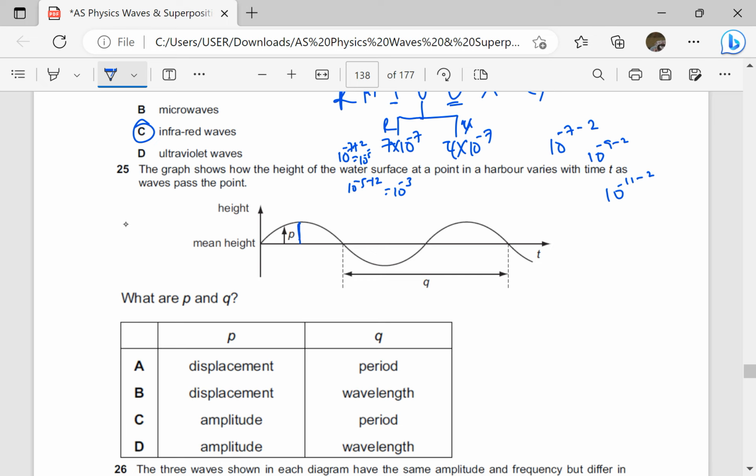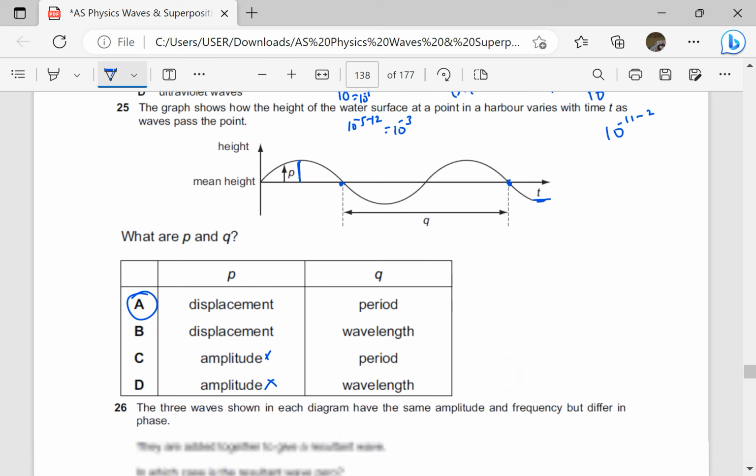So where we see P quoted as amplitude, that would be wrong. Then this point here is perfectly identical to this one. They are in phase, so the distance Q must be wavelength. So our answer is going to be B. Displacement, no, because this is time. That will not be wavelength. So this is going to be A, because they gave us mean height against time. So that is going to be period.